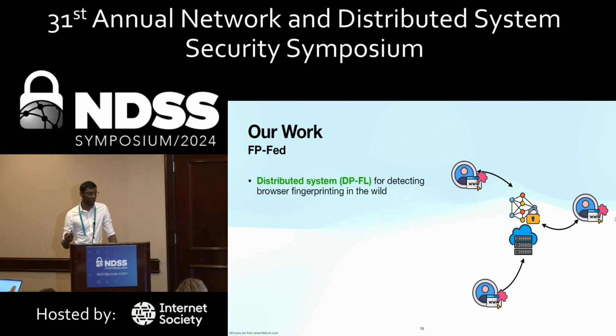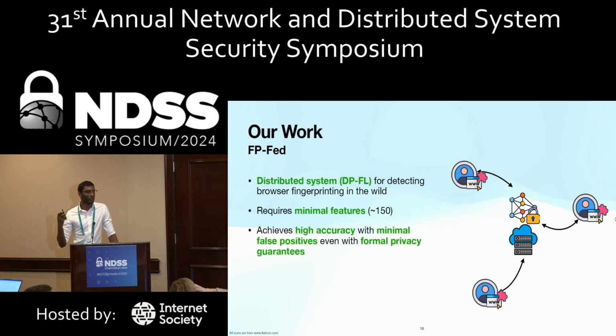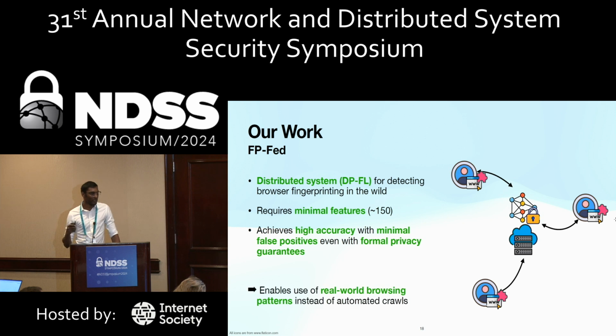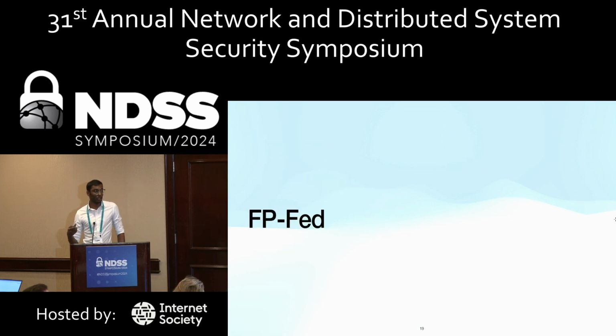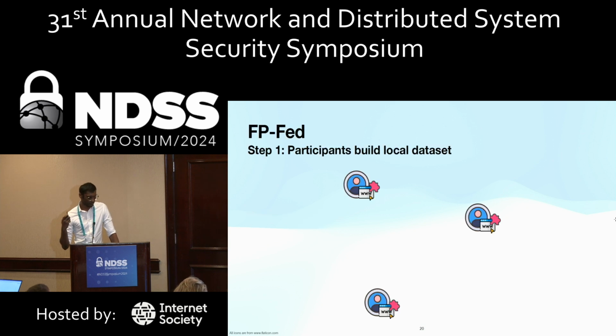This brings us to our work, FPFED. FPFED is a distributed system for detecting browser fingerprinting in the wild. It solves the aforementioned challenges by first requiring a minimal number of features and also achieves good accuracy with minimal false positives, even given formal privacy guarantees, therefore balancing the privacy utility trade-off. Overall, our system enables us to use and learn from real-world browsing patterns while preserving the privacy of the users. Now I'll present our system.